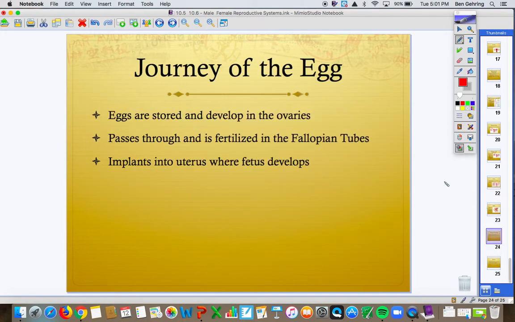And so that was the journey of the egg. It starts, it's stored and produced in your ovaries. It's released, it goes to your fallopian tubes, and that's more than likely where it's going to be fertilized. If it is fertilized, it implants into the uterus where the fetus develops, and then the fetus will be delivered through the vagina. So this is the female reproductive system.